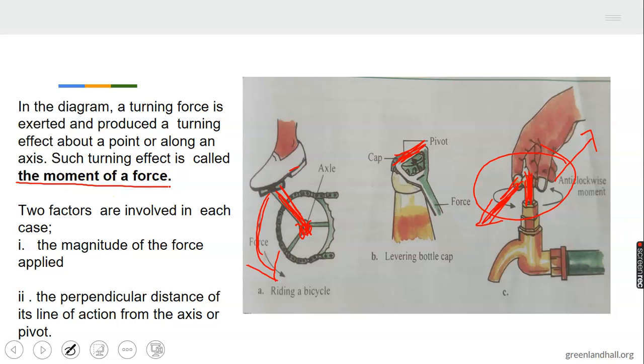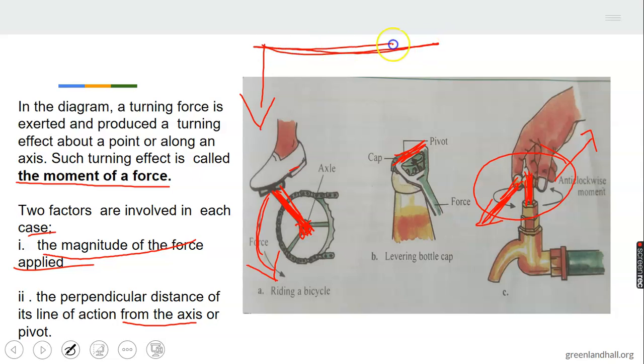Now, two factors are involved in each case. 1. The magnitude of the force applied. 2. The perpendicular distance of each line of action from the axis or pivot. That is the perpendicular distance. Let's say this is where you are applying your force. Now, the distance between here and the axis, we call it perpendicular distance.